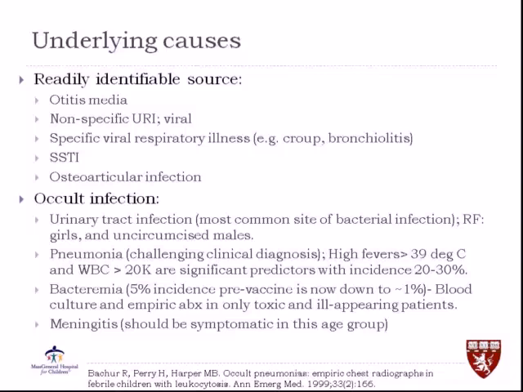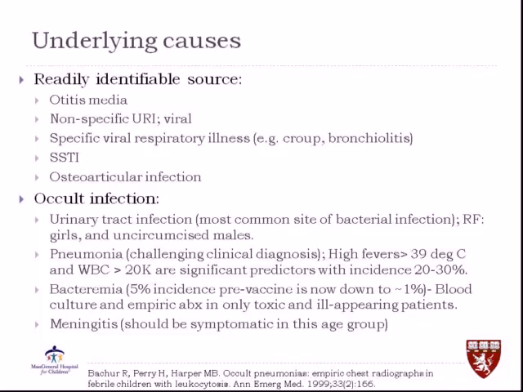Now, occult infections are the nightmare of a pediatrician, right? A 3, 4, or 5 year old is not going to tell you about their urinary symptoms. Maybe mom will come and say, when I change the diaper, the smell is bad, or I can see a little bit of blood in the diaper, and that will clue you in a little bit. But this is the most affected site of bacterial infection, and probably one of the hardest to diagnose. Risk factors, RF, are girls and uncircumcised males, as you must already know.